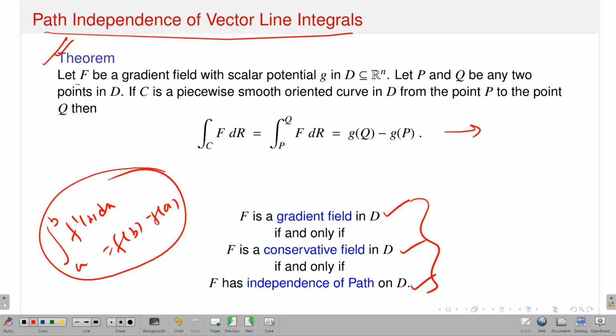So let capital F be a gradient vector field. Gradient vector field means there is a scalar potential, a scalar function small g. What I am doing is letting p and q be two points in my domain.